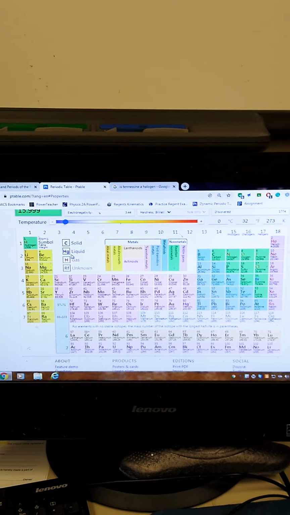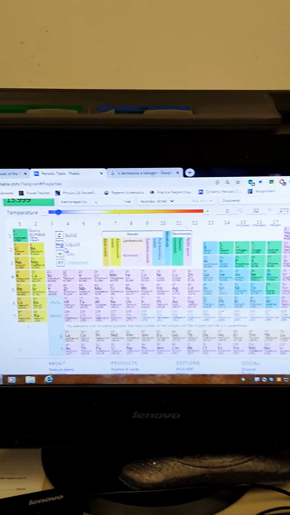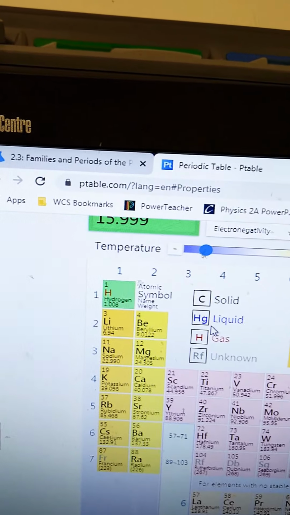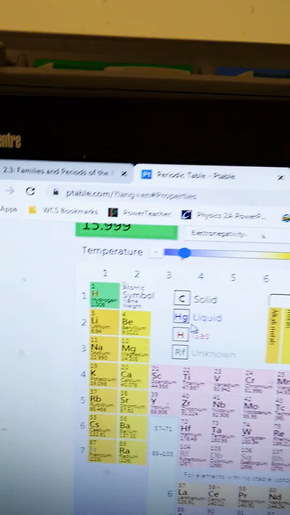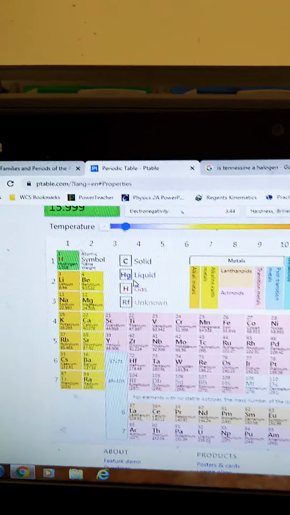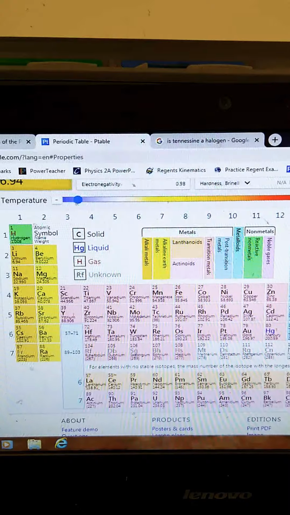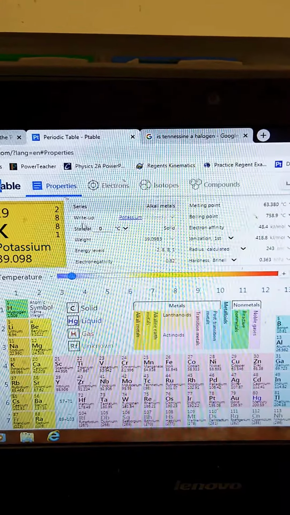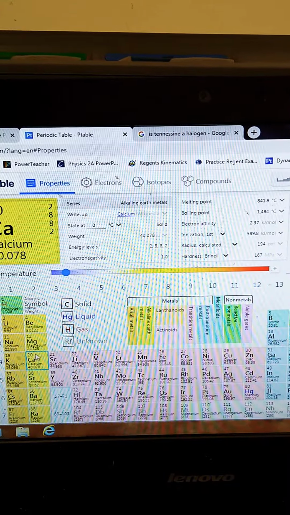Okay, here's a quick video about the periodic table. And I'm going to recommend that students go to ptable.com. It's an interactive periodic table. It's color coded. Up at the top, it has all kinds of information that you can use.